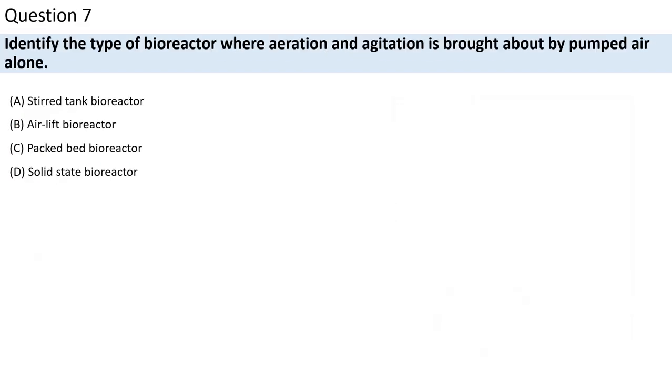Moving on to question 7: identify the type of bioreactor where the aeration and agitation is brought about by pumped air only. Option A, stirred tank bioreactor. Option B, airlift bioreactor. Option C, packed bed bioreactor. Option D, solid state bioreactor. We will see each and every bioreactor where only pumped air is being brought inside.